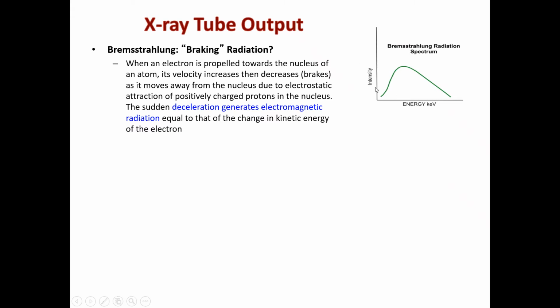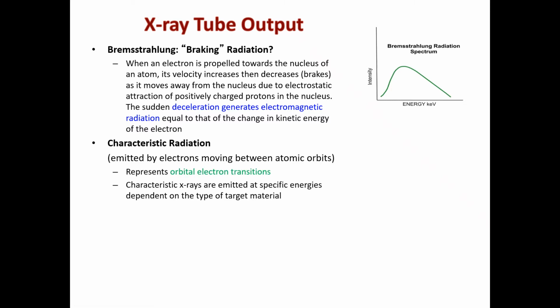So depending on the energy that you're using, you're going to see the spectrum of intensities that are resulting just from that. The second thing that can happen is so-called characteristic radiation. This is when you actually knock an electron out of its path, and because of that, you're going to have characteristic X-rays emitted.